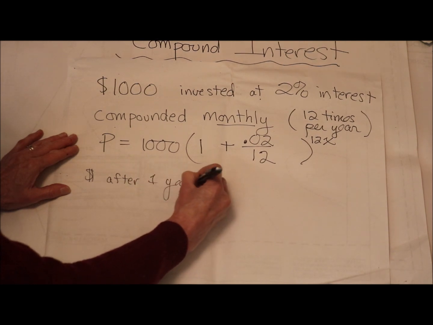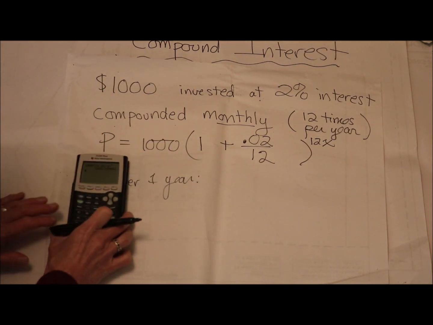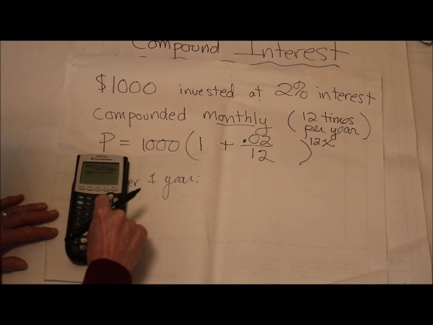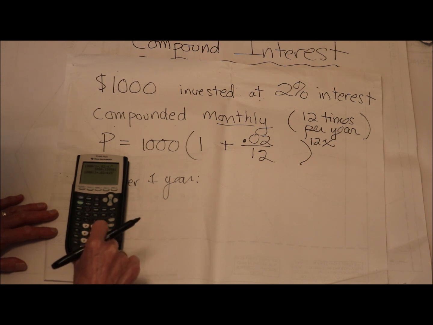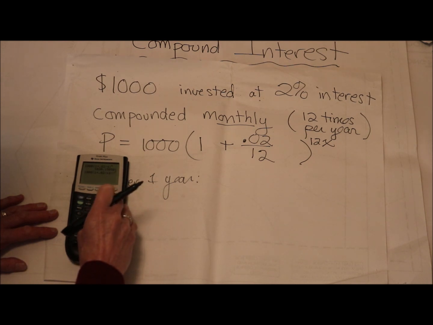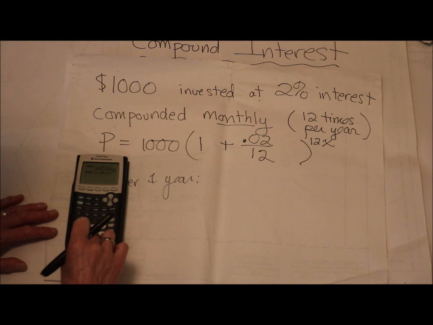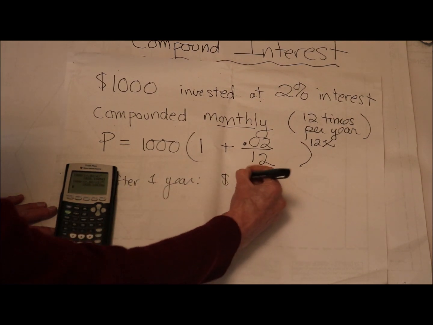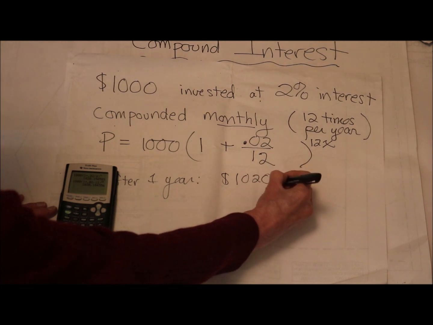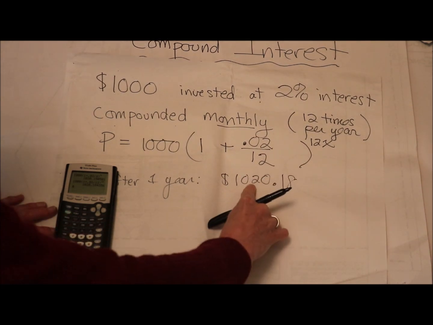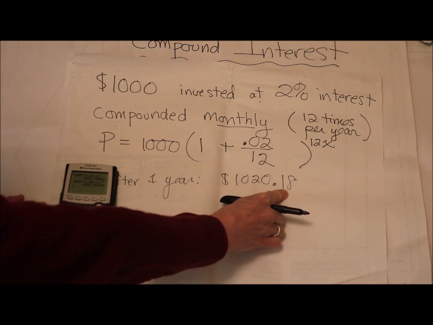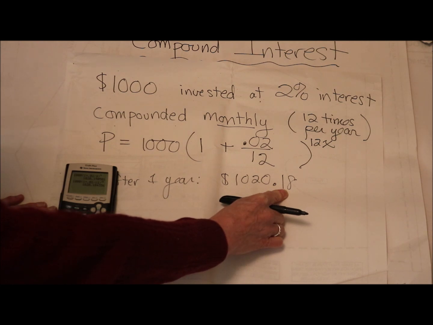How much money would I have after 1 year? Well, let's go ahead and put this in your calculator. You can pause the video and do this yourself. I'll do this up here. Do try this at home. Let's see, and raising it to the 12 times 1. Okay, I got, rounding to the nearest cent, ooh, so my interest was $20.18. So look at that, I'm making more money than I did compounding it 4 times a year.